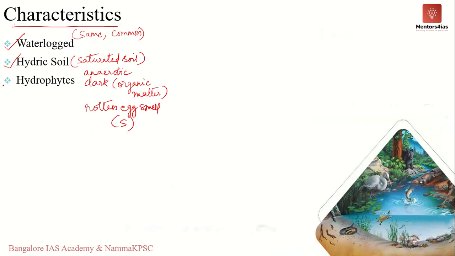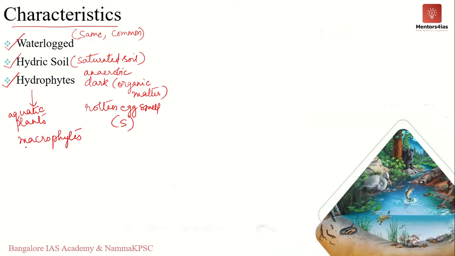Finally, the plants which are found along wetlands are known as hydrophytes, or sometimes referred to as macrophytes. These are nothing but aquatic plants. So hydrophytes or macrophytes are aquatic plants which are adapted to grow in or on water.